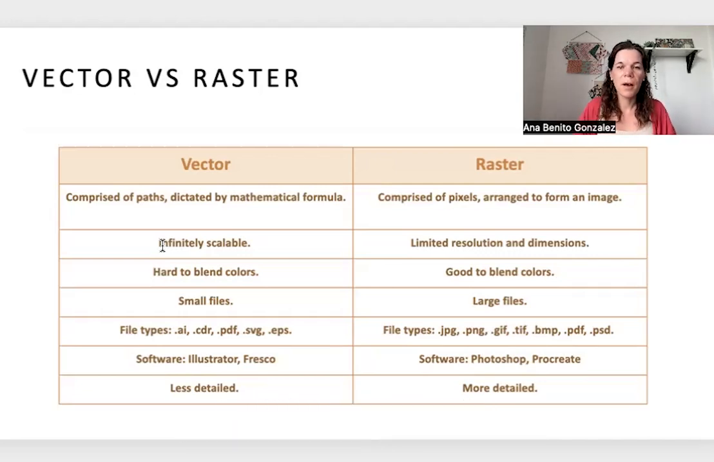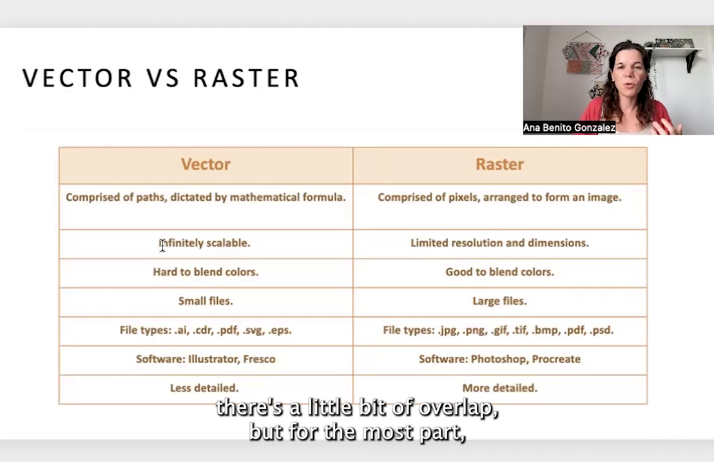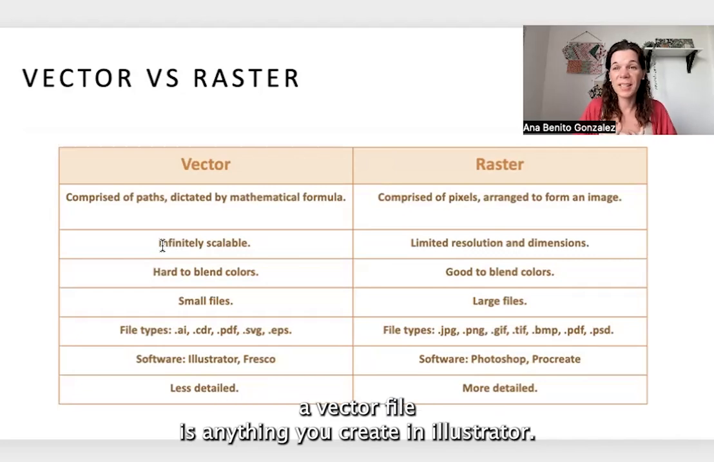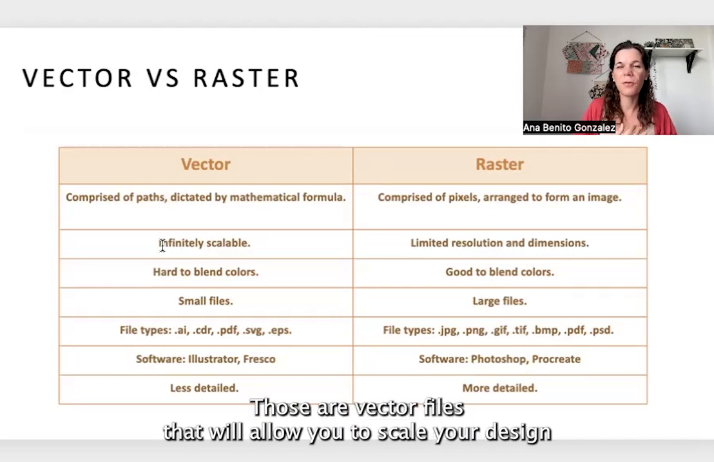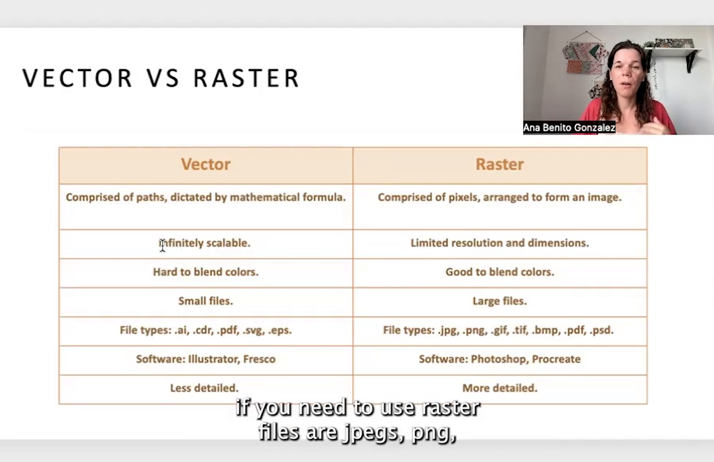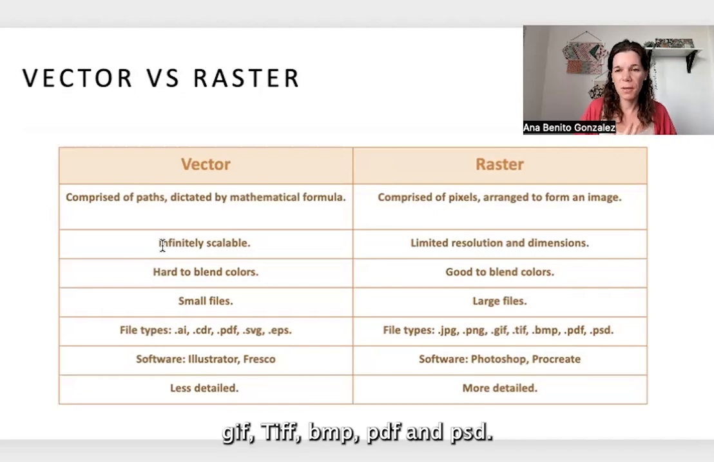When I started using vector and raster files, I was a little confused about what type of files were what. There's a little bit of overlap, but for the most part, a vector file is anything you create in Illustrator, so AI, CDR, a PDF, SVG, and EPS. Those are vector files that will allow you to scale your design if you need to. Raster files are JPEGs, PNGs, GIF, TIFF, BMP, PDF, and PSD.